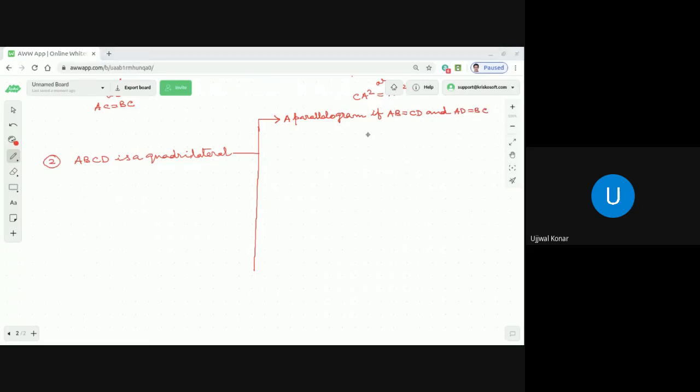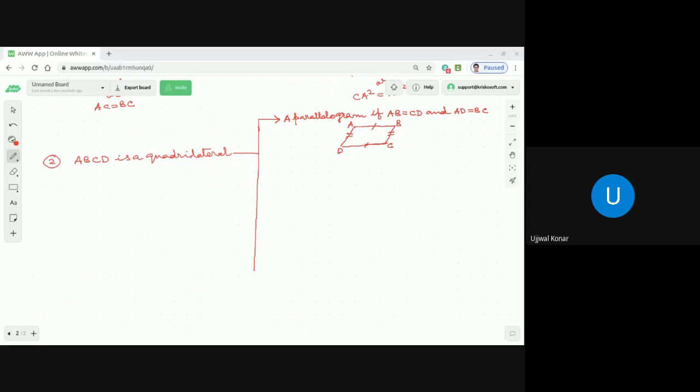So what kind of shape is it? The shape will be something like this, if you recall the shape of a parallelogram. This is A, B, this is C, this is D. Correct? So AB should be equal to CD and AD should be equal to BC. So this is the condition for the quadrilateral ABCD to qualify to be a parallelogram.